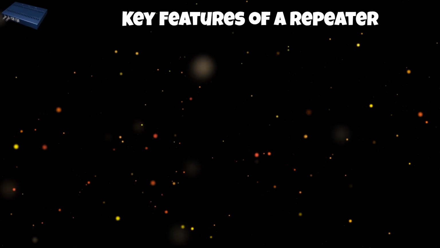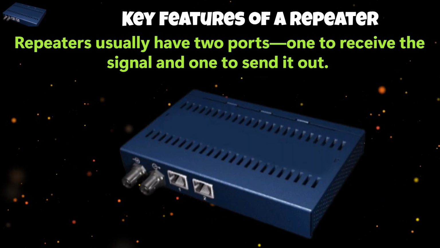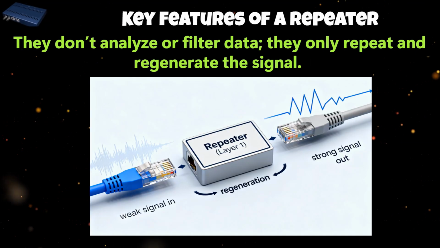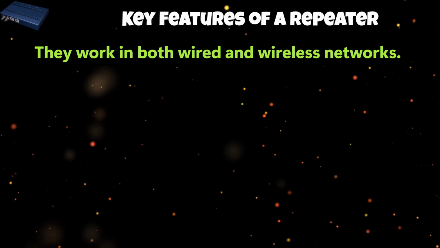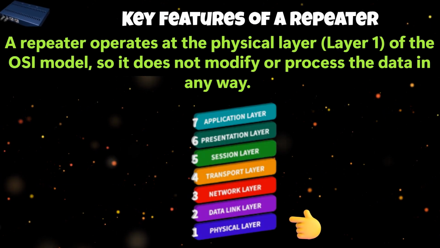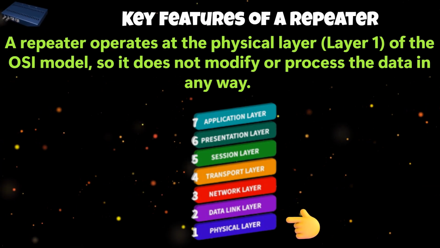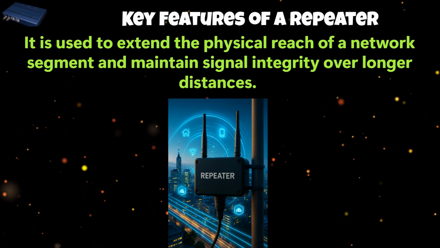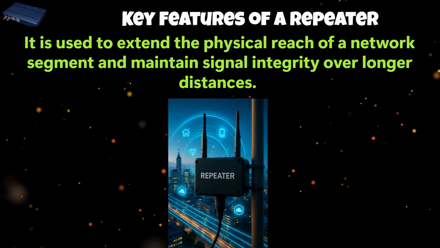Let's see the key features of a repeater. Repeaters usually have two ports, one to receive the signal and one to send it out. They don't analyze or filter data, they only repeat and regenerate the signal. They work in both wired and wireless networks. A repeater operates at the physical layer, layer 1, of the OSI model, so it does not modify or process the data in any way. It is used to extend the physical reach of a network segment and maintain signal integrity over longer distances.